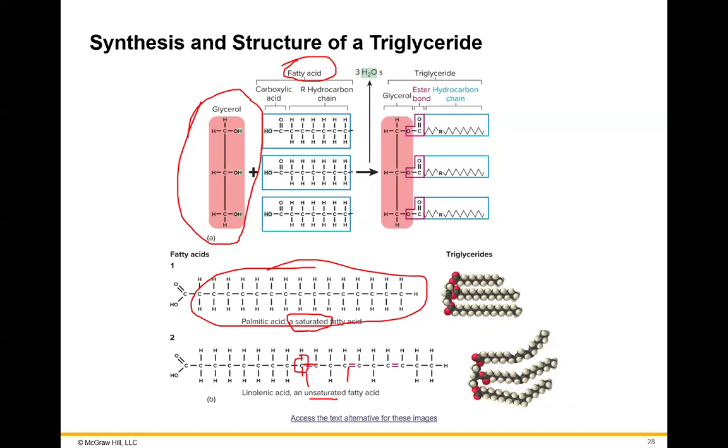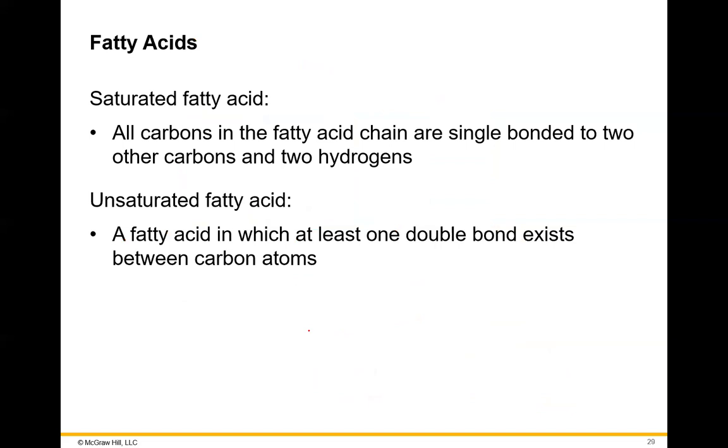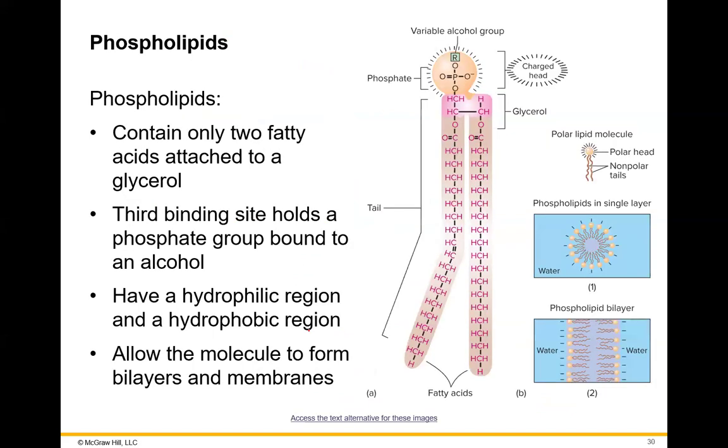So if it's unsaturated, it means you have some double bonds in there. Why is unsaturated more healthy for you? The unsaturated guys are less likely to solidify and stuff in your arteries and things like that, because they have those little kinks in them. It just makes them a little more fluid. There's other reasons too, but that's like the baby version. Okay. All right. So then moving on to our phospholipids, we already talked about this guy.